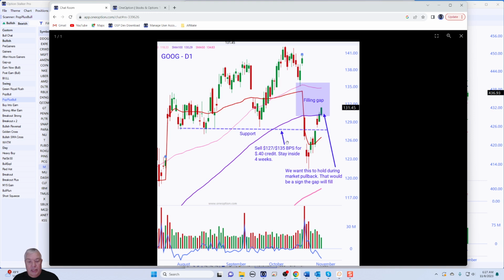I would feel very comfortable with Google pulling back a little bit on any kind of market dip and staying tight to that 100-day moving average, selling a bullish put spread below major horizontal support on the notion that Google looks strong, on the notion that the market is going to continue to float higher into year end. So I like this trade as well.